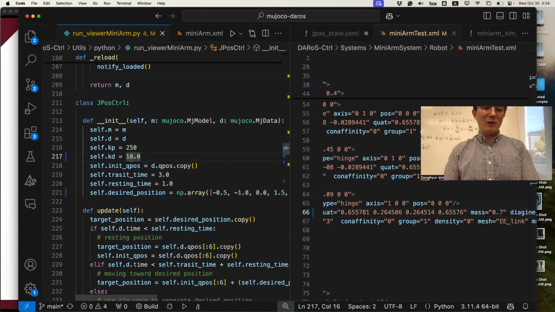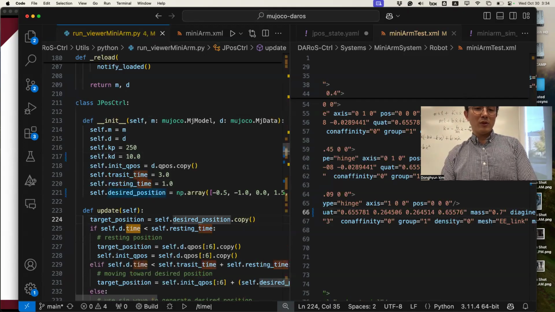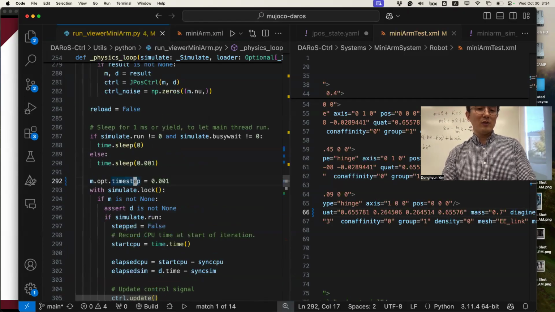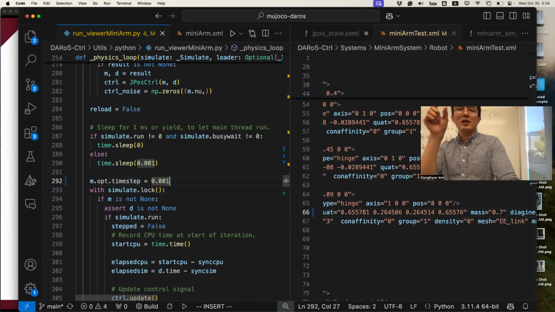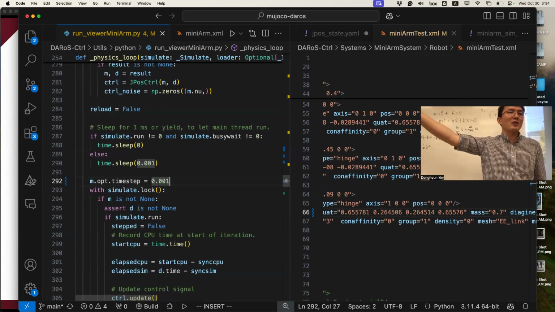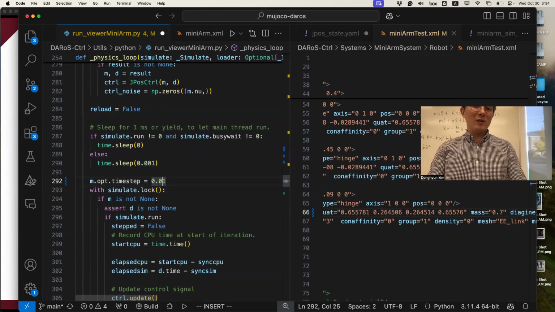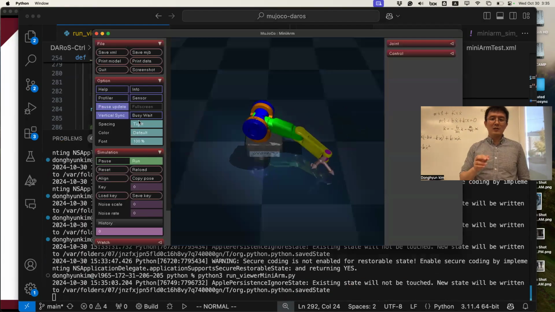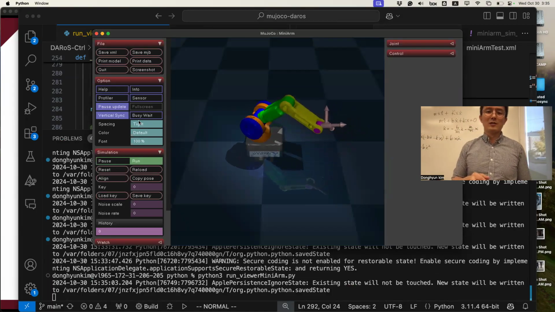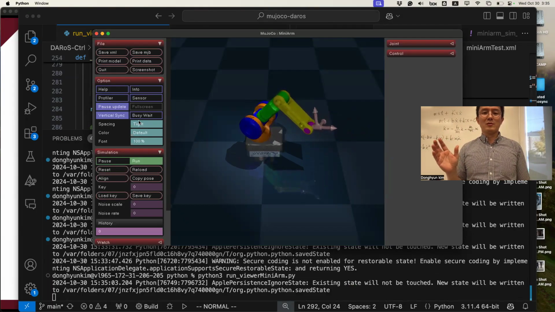Let me give you one hint. Currently I'm using a time step, which is delta t. You remember the physics simulation, you're integrating acceleration, right? Numeric integration. Let me change it to 0.01. Instead of 1 millisecond, I'm using 10 milliseconds as my time step. And I run it, and it's even more unstable. So you got the idea.